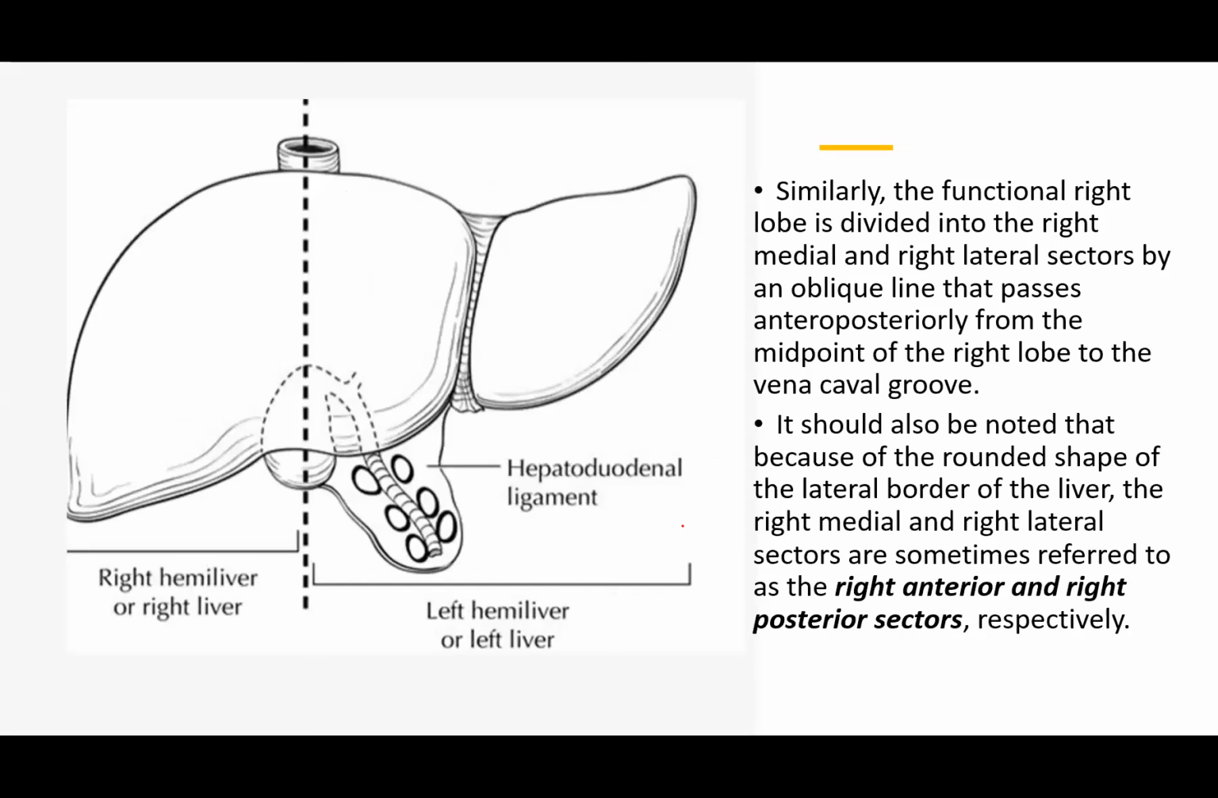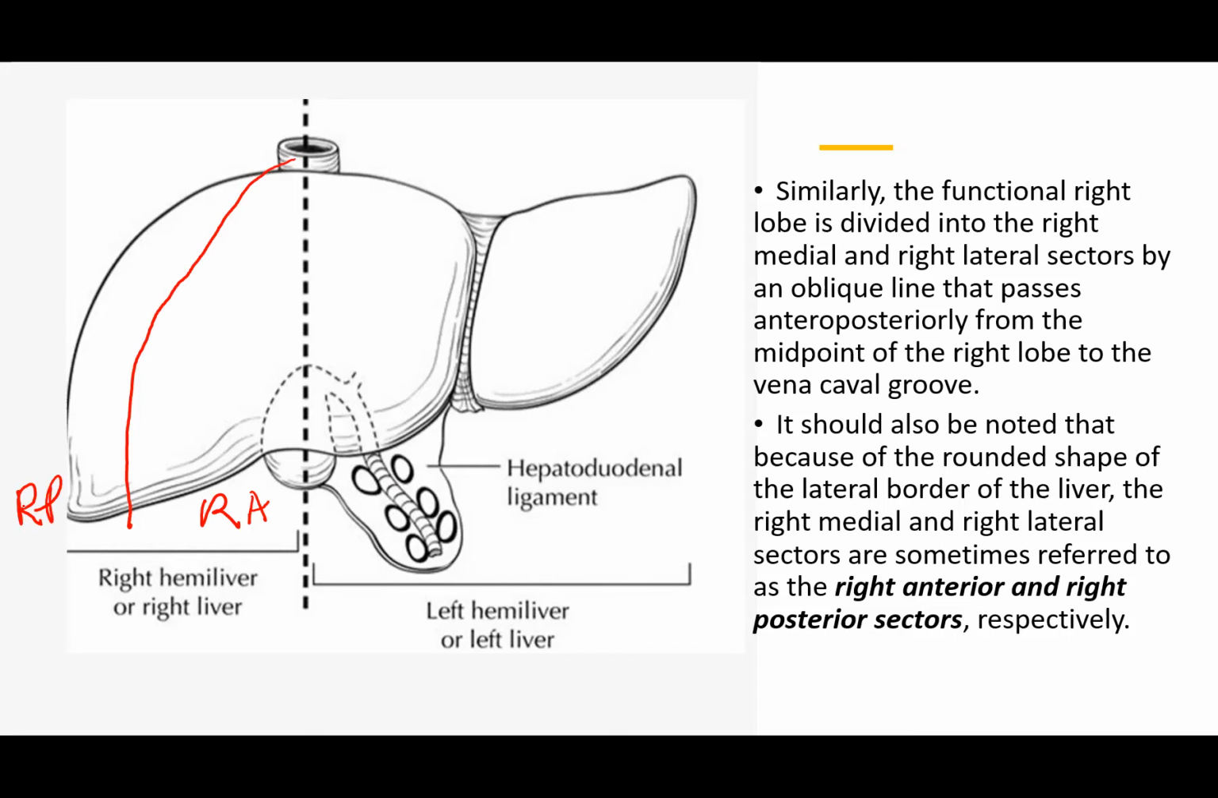Similarly, the functional right lobe is divided into the right medial and the right lateral sector by the oblique line that passes anteroposteriorly from the midpoint of the right lobe to the vena cava groove. So this is also divided. This is also called medial or lateral, but more commonly they are called right anterior and right posterior.